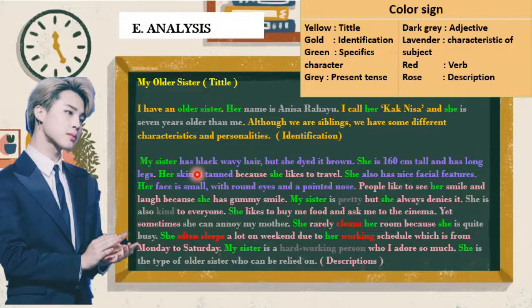Here the sentence: Has black wavy hair but she dyed it brown. She is 160 centimeters tall and has long legs. Her skin is tan. Then she also has a nice facial feature. Then her face is small with round eyes and a pointed nose.